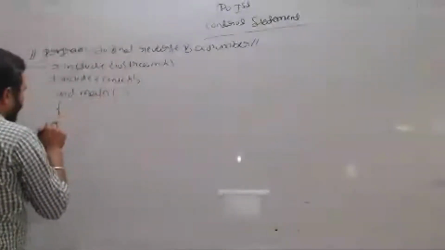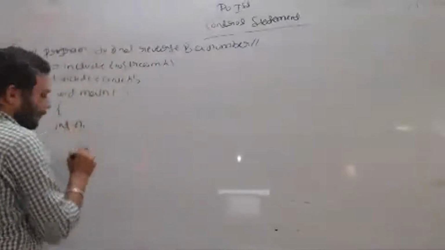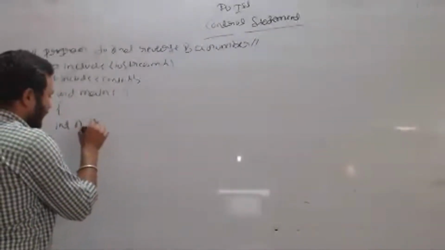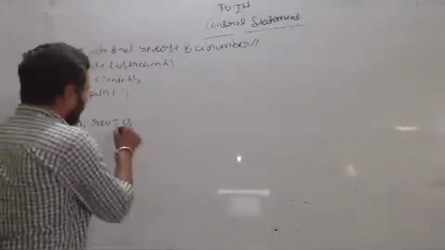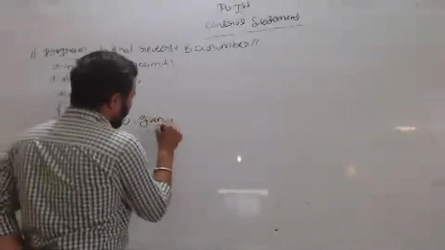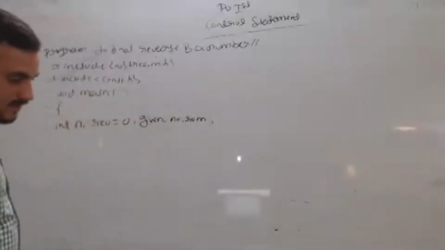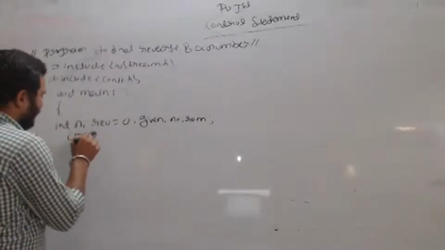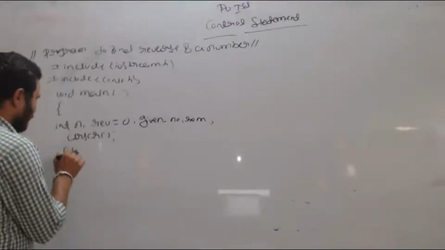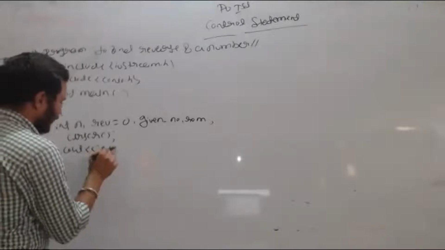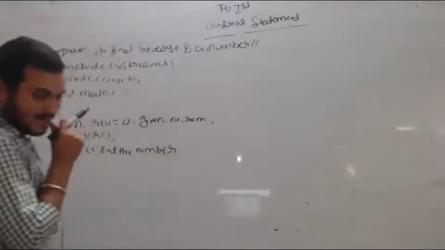void main, open brace. int n, reverse equals 0, given number, then remainder. Let's clear the screen. cout, "Enter the number". So this is your printing statement.